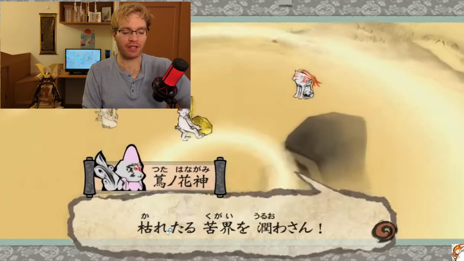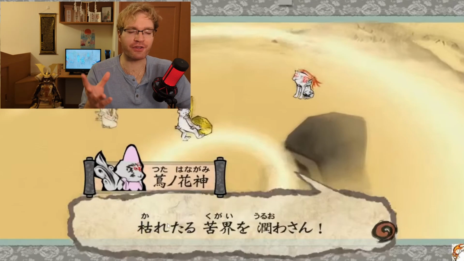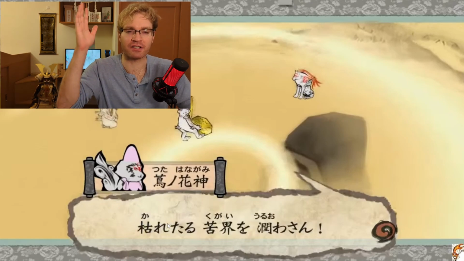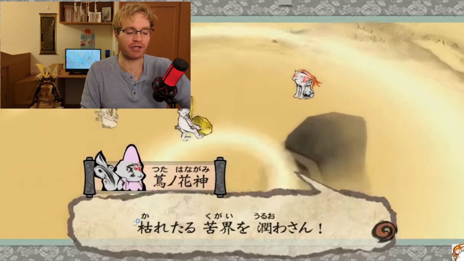Okay. And then the final sentence is karetaru kugai o uruowasam. Karetaru comes from the root verb karu, which means to wither or to dry up. It's what happens when a flower dies, right? However, we go from karu to kare, which is the connective form, the same connective form that we've seen. And the reason we have that connective form is so we can attach this taru on the end of it. Now, taru is an auxiliary verb.